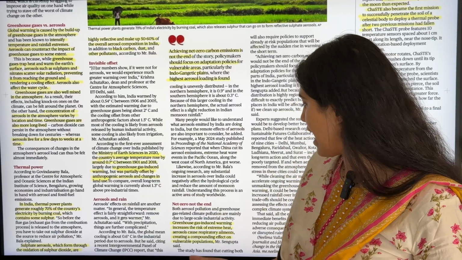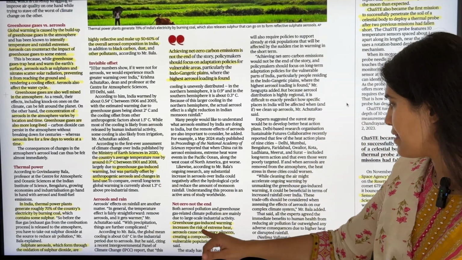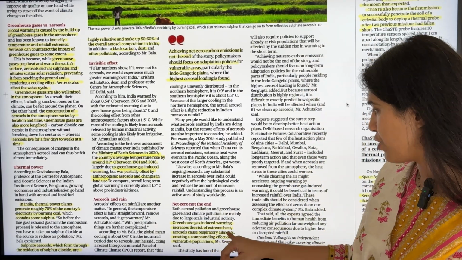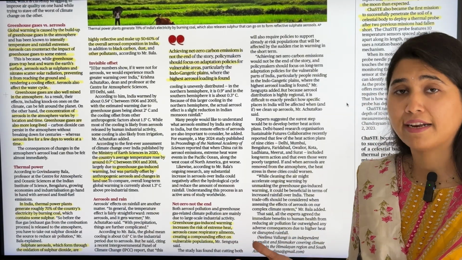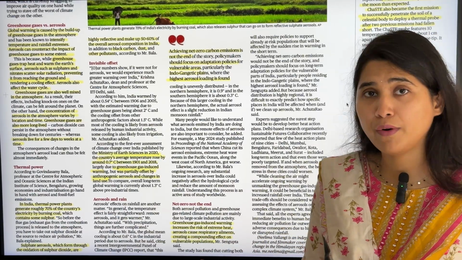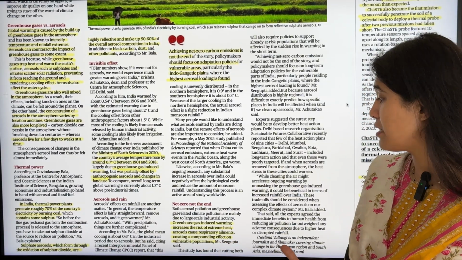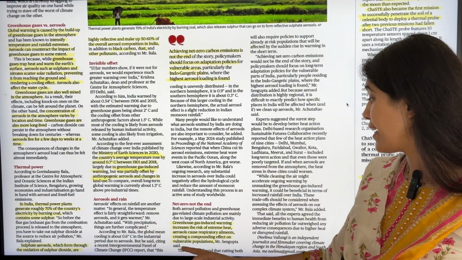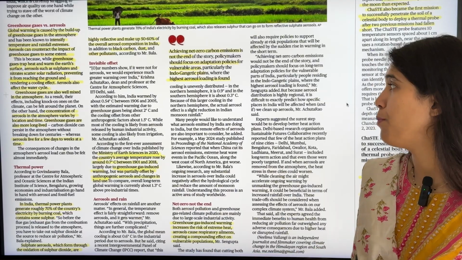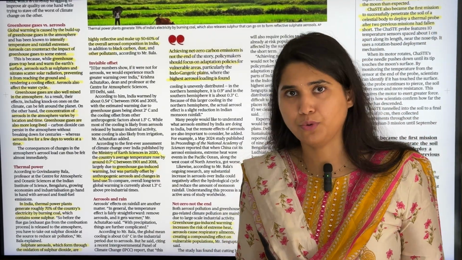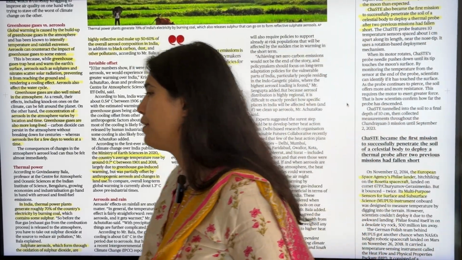Okay, so everything has to be kept in mind. Greenhouse gas induced warming increases the risk of extreme heat. Aerosols, so both are bad. Greenhouse gas is leading to global warming, melting of glaciers. Aerosols cause respiratory ailments, diseases, creating a compounding effect on vulnerable populations. So both are bad, both need to be reduced. Okay, let's move to the next article.